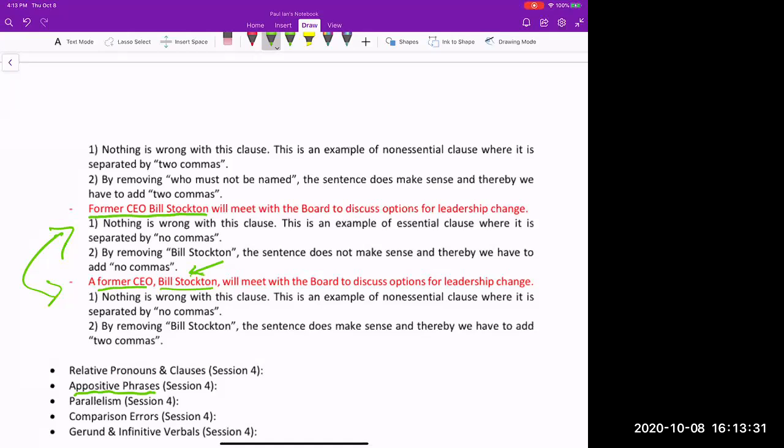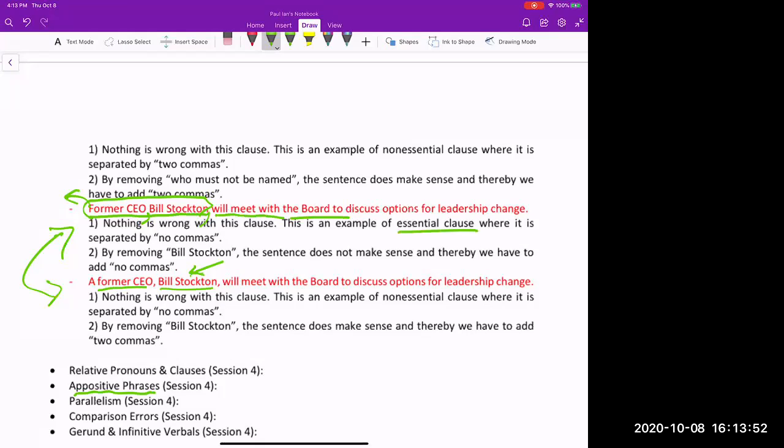Former CEO Bill Stockton. That right there is one thing, the noun. And then we'll meet, all these are predicates. So there's nothing wrong with this one, but if you assess whether it's essential or non-essential again, you would just put a comma between these.